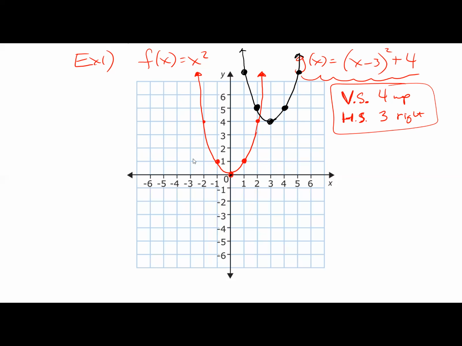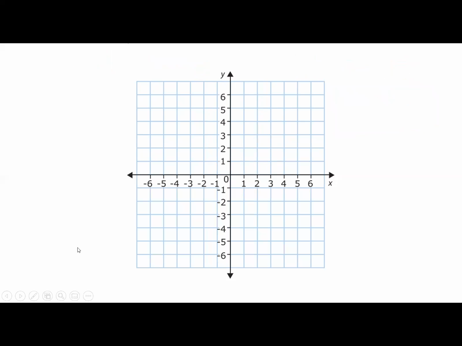Let you try another one here. If you got it, try this one. So exercise 2, we're going to use a square root function. And what we want to do is do this. We're going to go that and that.